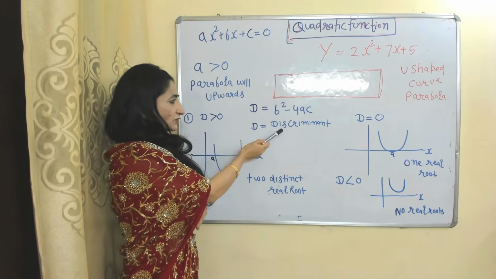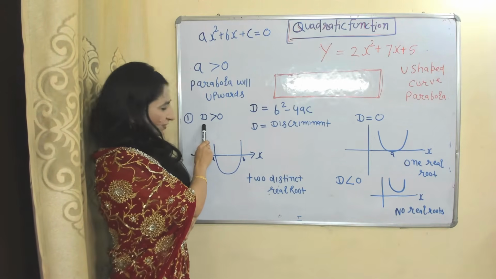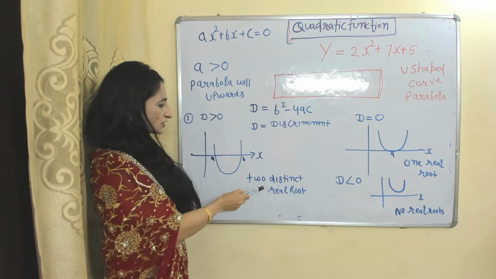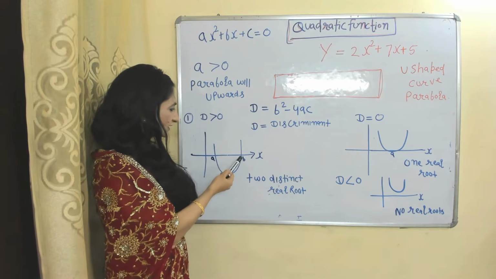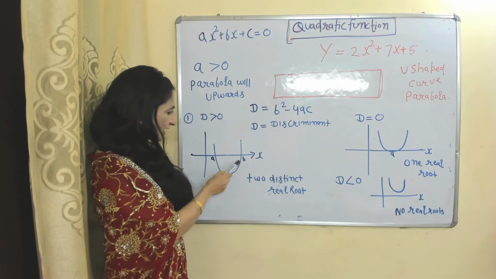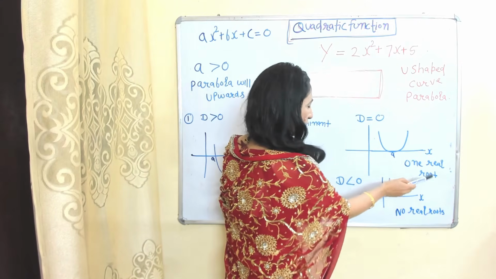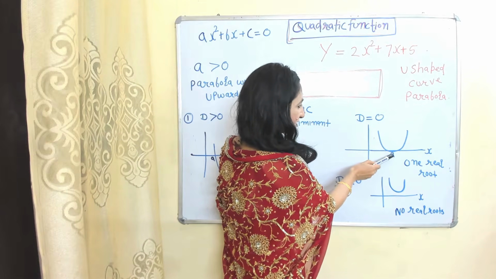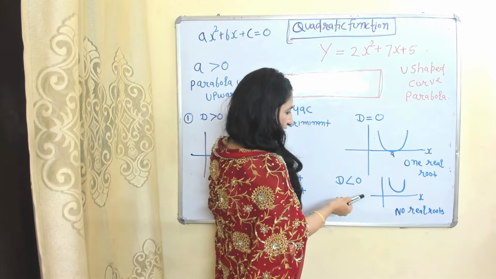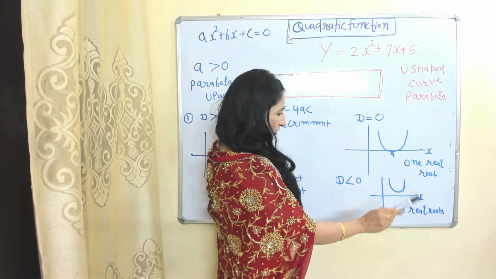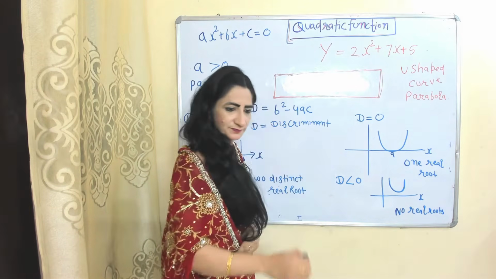We can find the discriminant with this formula. D represents the discriminant. If D is more than 0, then we have two distinct real roots. That means the parabola will touch the x-axis at two points A and B. When D is equal to 0, then we have one real root. That means the parabola will touch the axis at only one point A. When D is less than 0, then we don't have any real root. That means the parabola will not touch the x-axis.